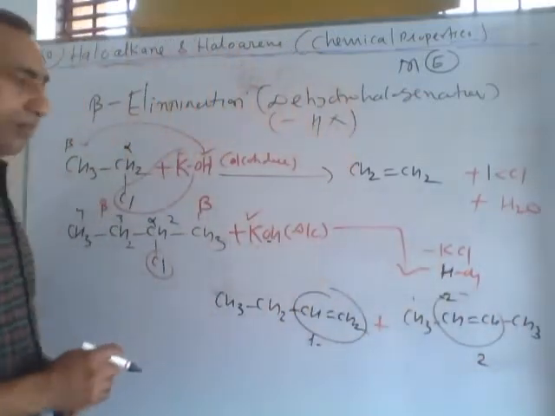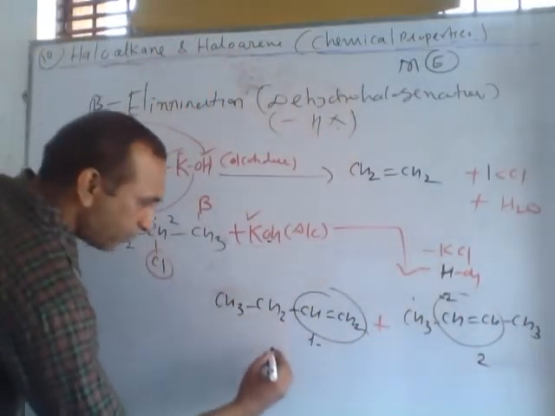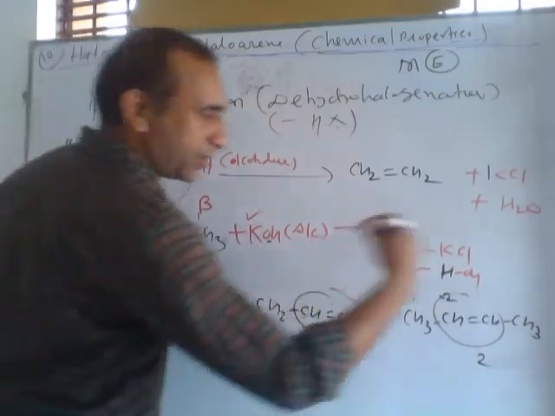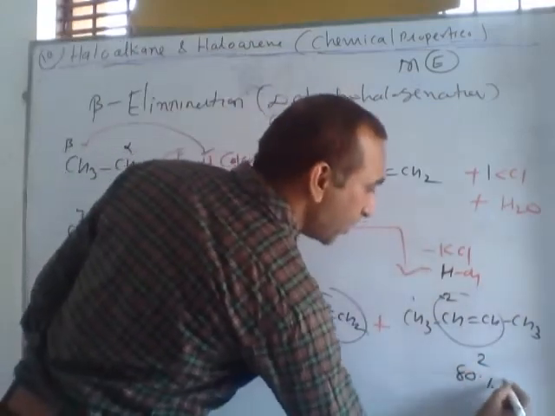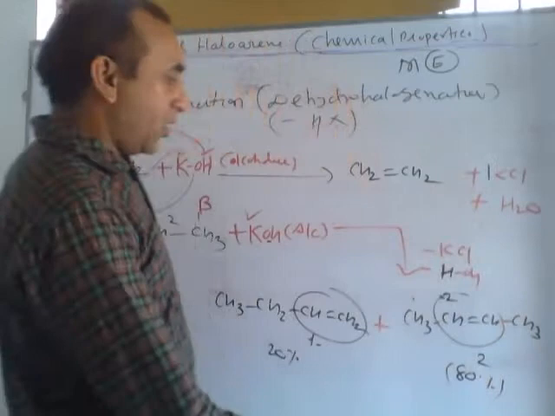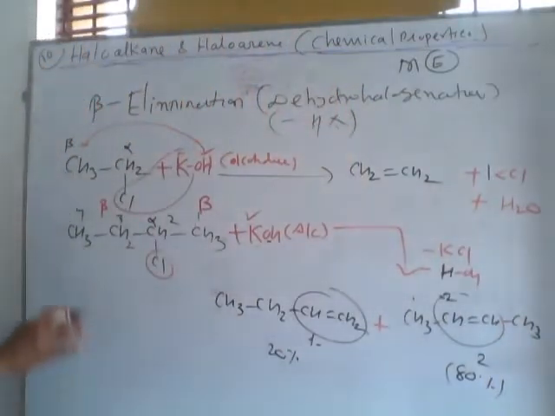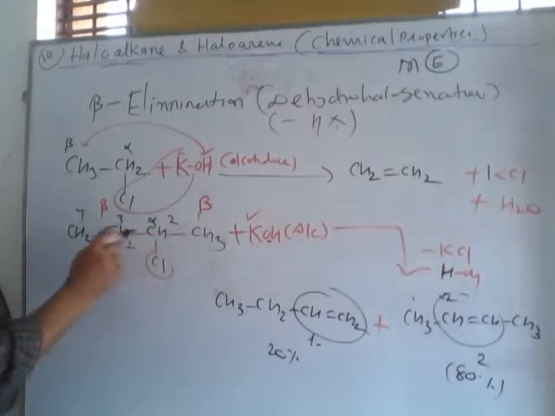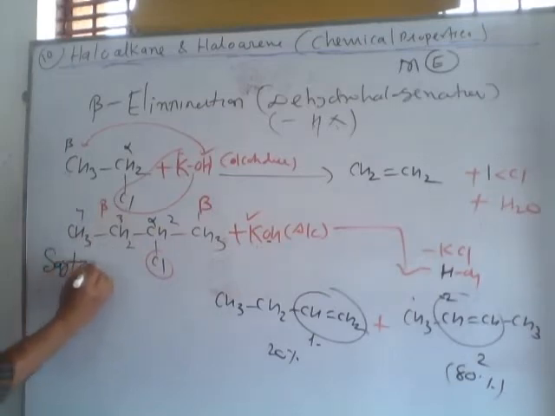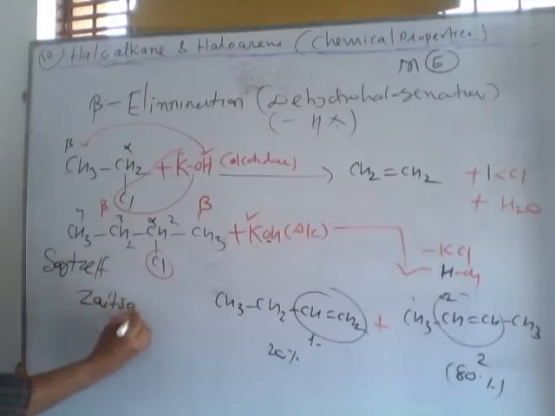Both compounds are formed. But listen, this first compound forms approximately 20%. The second compound forms approximately 80%, the major product. So which compound will form, otherwise from which beta carbon hydrogen is removed, according to the Saytzeff rule. Otherwise we can say the Zaitsev rule.